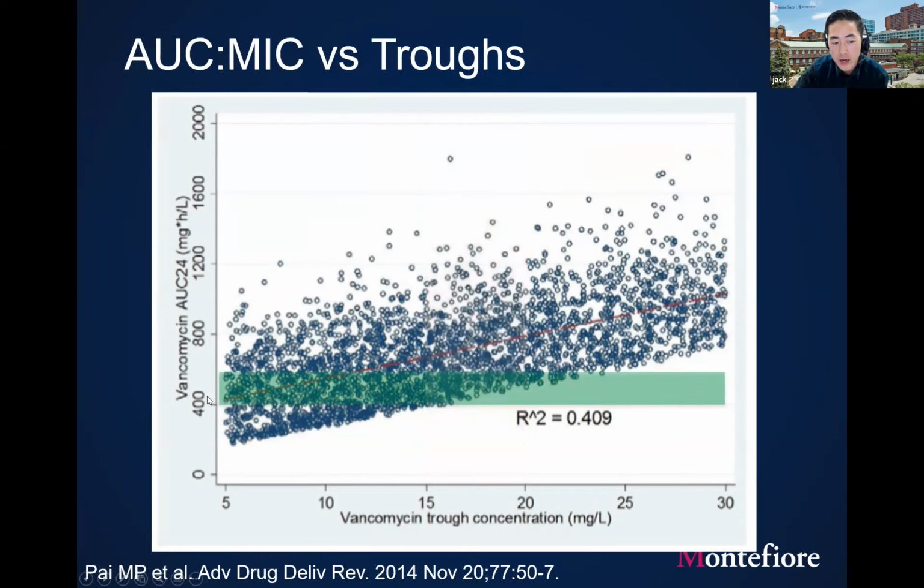On the other hand, if you target an AUC over MIC of 400 to 600, you can see how your troughs will range. Typically we're not getting really any troughs above 20, and most of our troughs are well within the 10 to 15 range. So it's not really a great surrogate, but if you can obtain AUC over MIC, this ratio, it's a much better way to monitor.